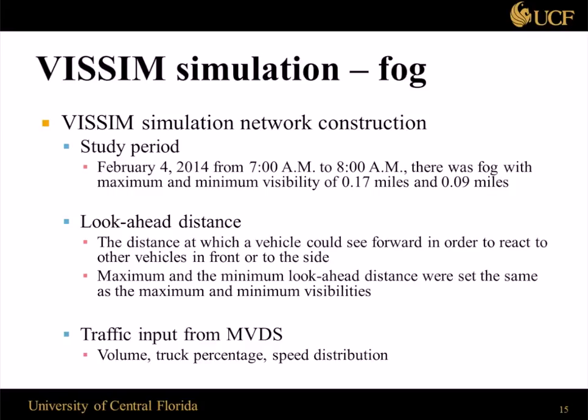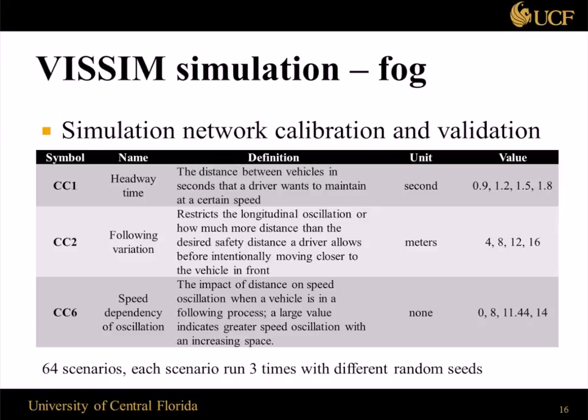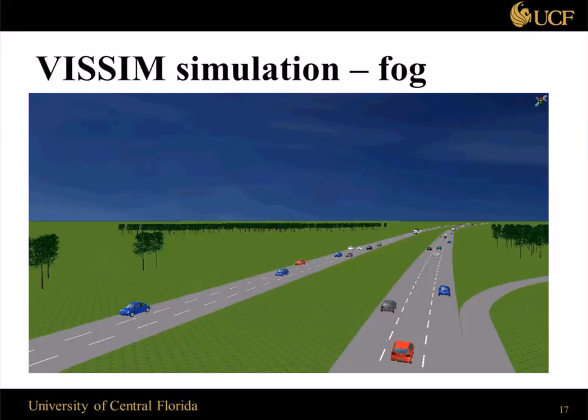In addition to look-ahead distance, 3 other parameters in VISSIM are also tested. They are headway time, following variation, and the speed dependency oscillation. For each parameter, 4 values are tested. So in total, we have 64 scenarios. For each scenario, we run 3 times. For each time, we set different random seeds.